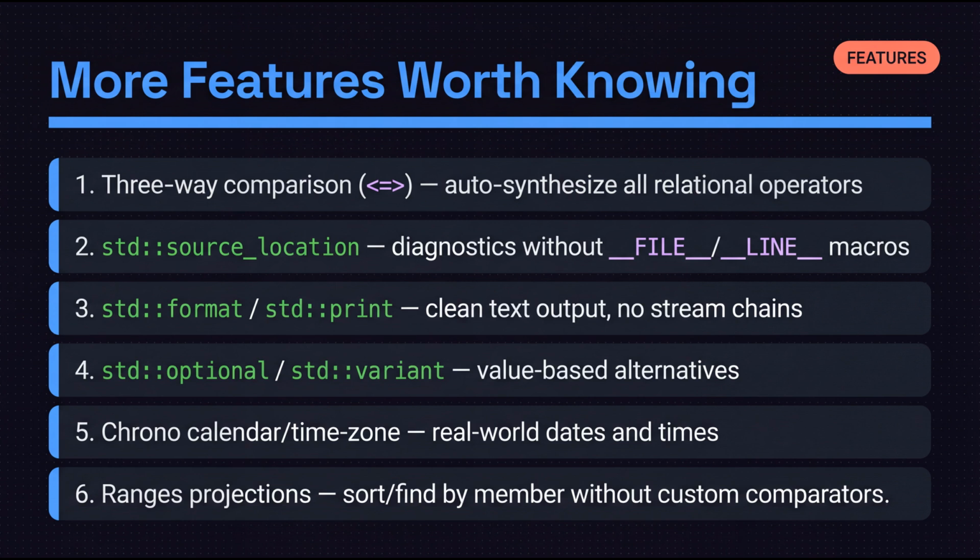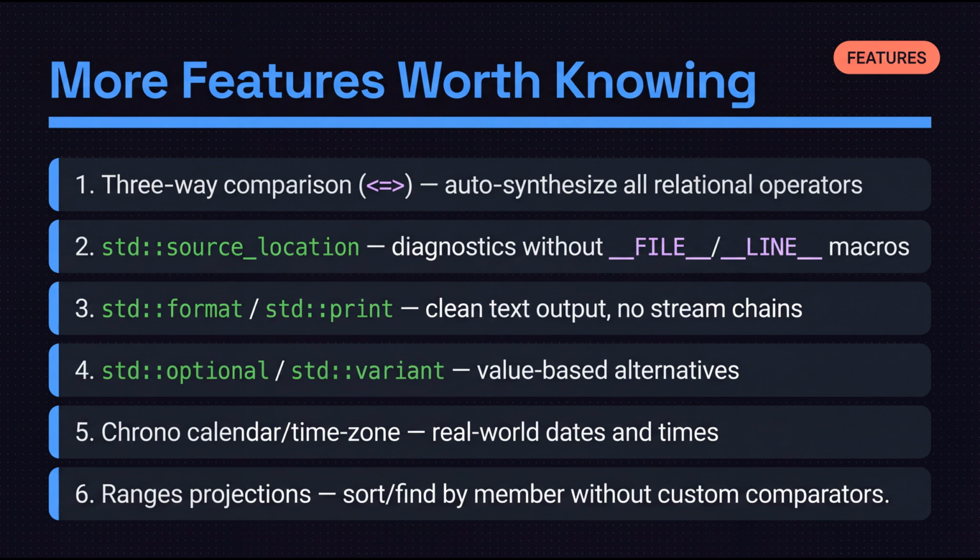6 more features worth knowing. Three-way comparison, the spaceship operator. Default it, and the compiler synthesizes all 6 relational operators automatically. std::source_location replaces file and line macros with a type-safe default parameter. Clean diagnostics without preprocessor plumbing. std::format and std::print, modern text formatting that scales better than stream insertion chains.